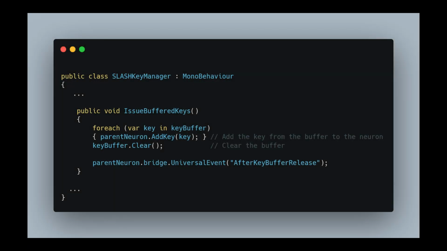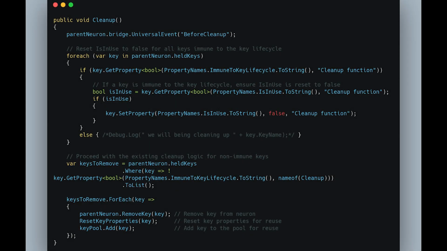If we take a quick look at the function that issues the buffered keys, we see that it's a simple loop that sends each key in the buffer to the neuron's add key function. Then it clears the buffer, getting ready for any and all keys that get pushed to it for this frame. The neuron is responsible for its stuff, so it should be the one that deals with the held key list, and we try to do that as much as possible, while the key manager is responsible for the buffer stuff. So it should be the one that deals with the buffer list. Simple, fun.